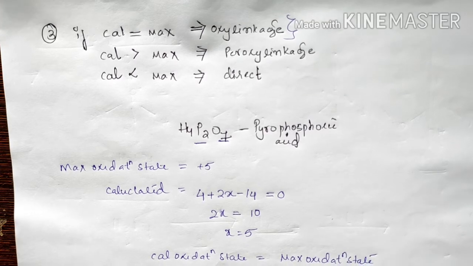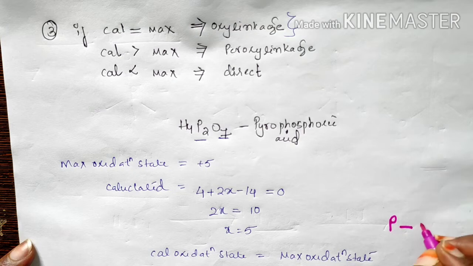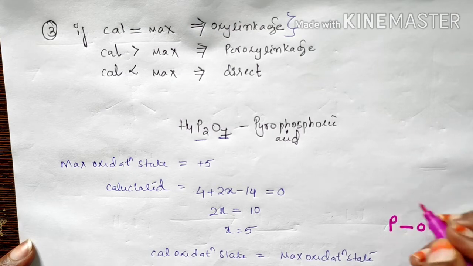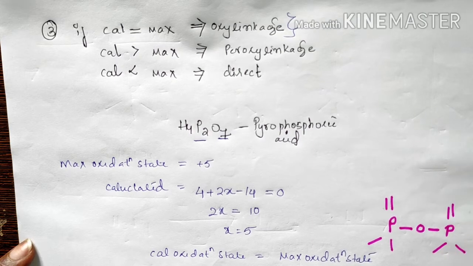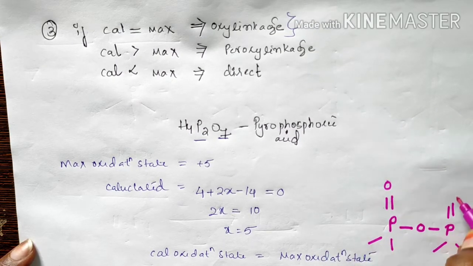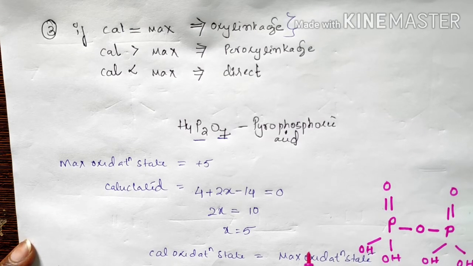Means the two phosphorus are connected by an oxygen atom. O, P. The framework is this one. Two phosphorus, four hydrogen and 7 oxygen atoms. This will be the oxy linkage.